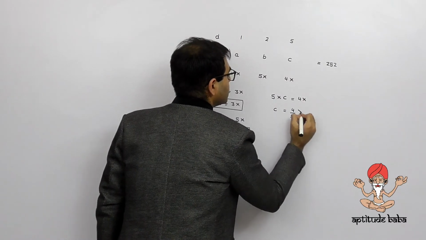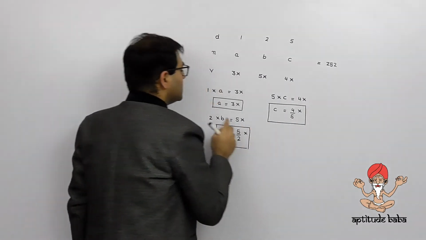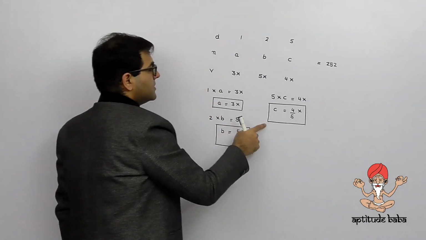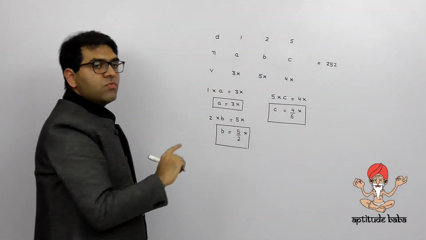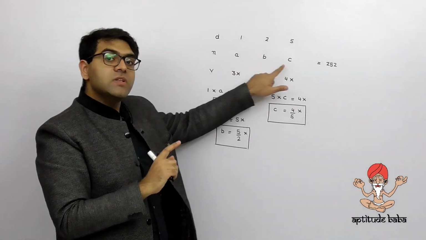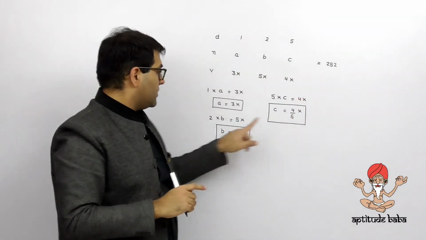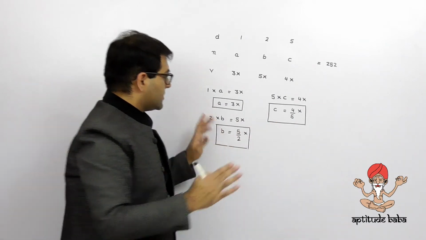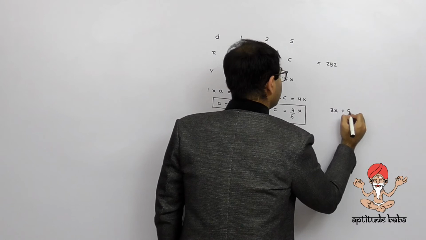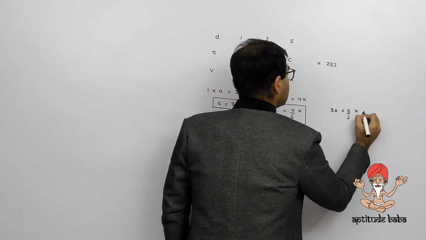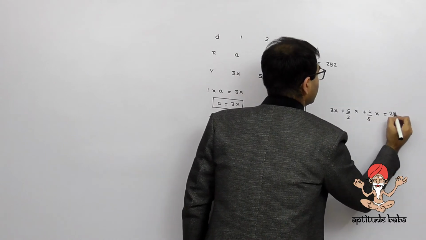What we have done up to this point is that we have established the value of variables A, B and C. Now, as we know, A, B and C represented the number of 1 rupee coins, number of 2 rupee coins and number of 5 rupee coins. The sum of these three is given to us as 252. So this plus this plus this, let's put them in an equation. 3x plus 5 by 2 of x plus 4 by 5 of x is equal to 252.